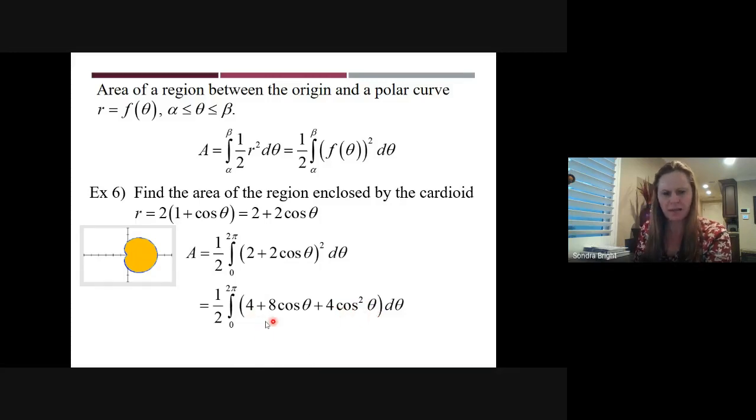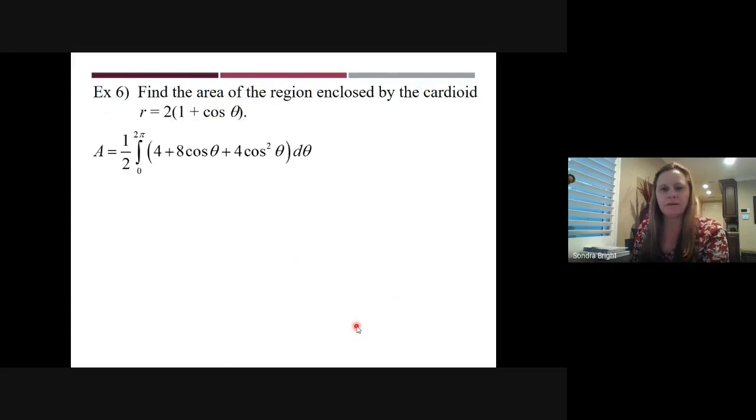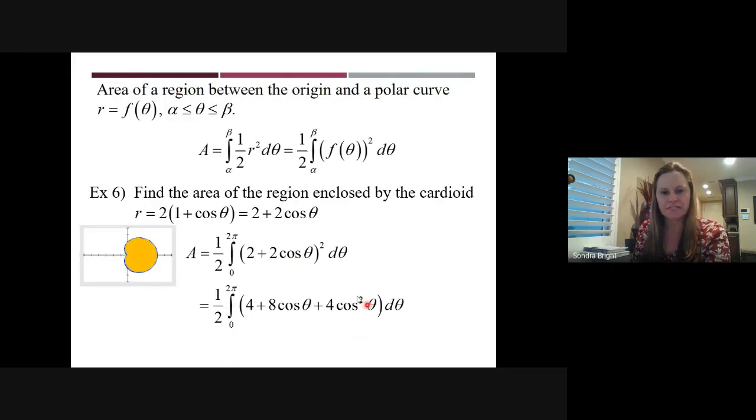And we want to find the antiderivative of this. This one's easy to find. This one's easy to find. This one, not so much. Not with that cosine squared. You have a function inside of another function. But okay. Hopefully you're good. I've got this on the next slide, so I'm going to the next slide.